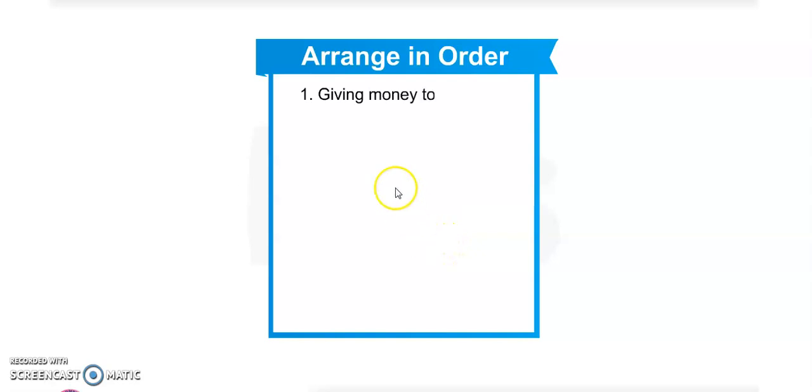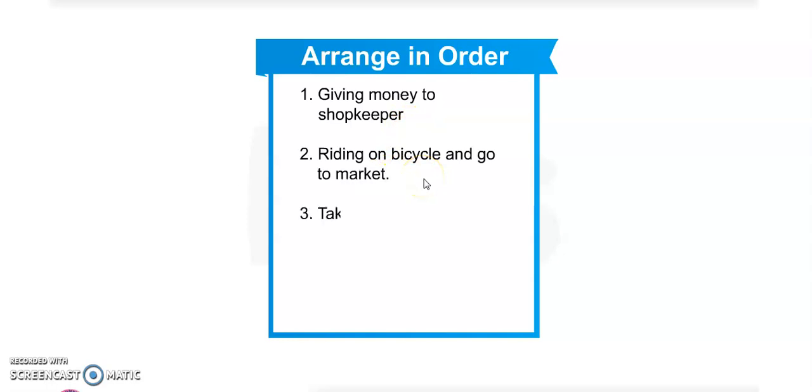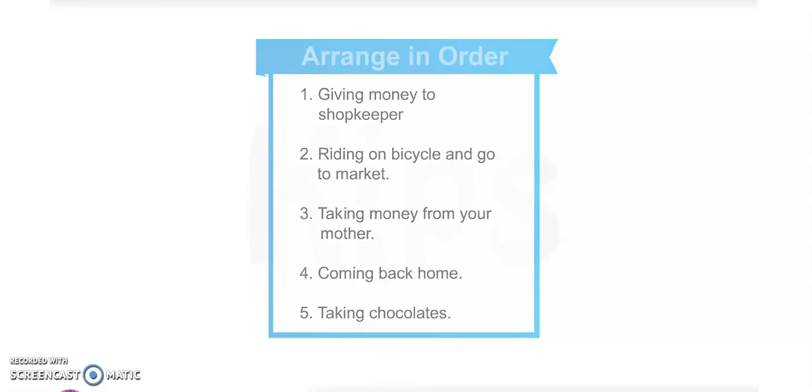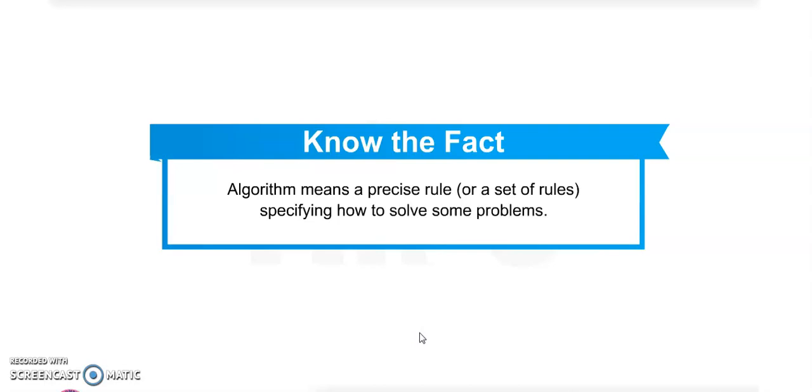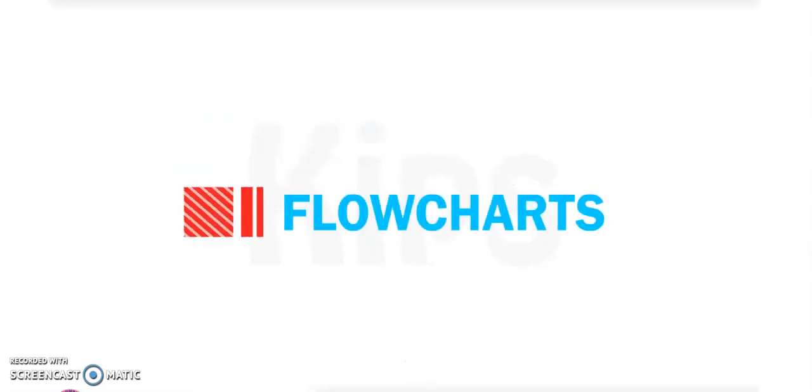After that, arrange in order: giving money to the shopkeeper, riding on a bicycle and going to the market, taking money from your mother, coming back home, and taking chocolates. We can arrange these in a particular order, step by step. Now know the fact that an algorithm means a precise rule or set of rules specifying how to solve some problem. If we follow some rules or a step-by-step procedure to solve any problem, we can solve it very easily.